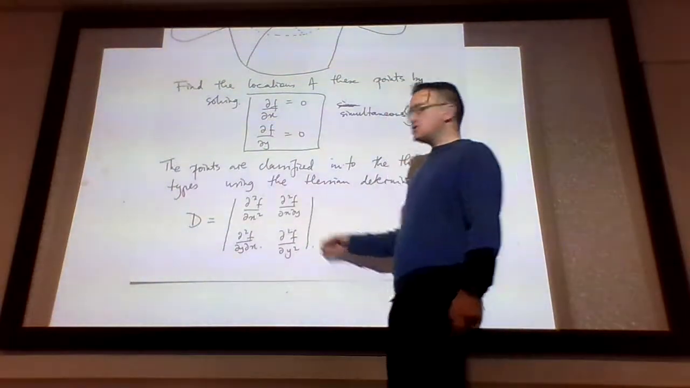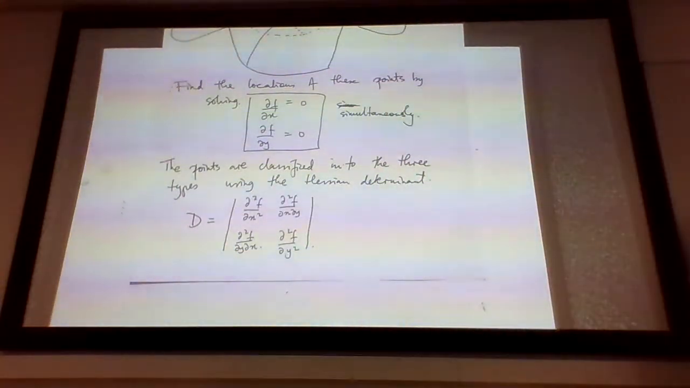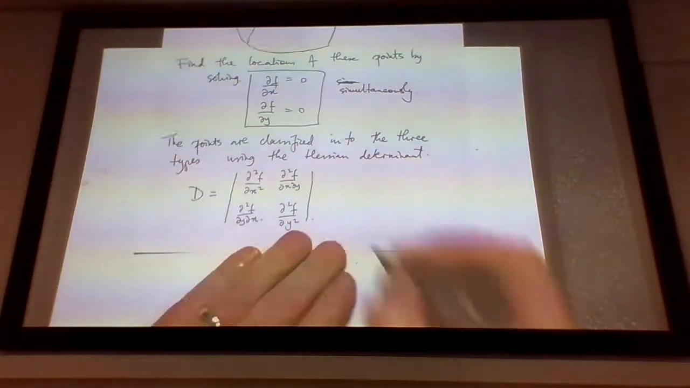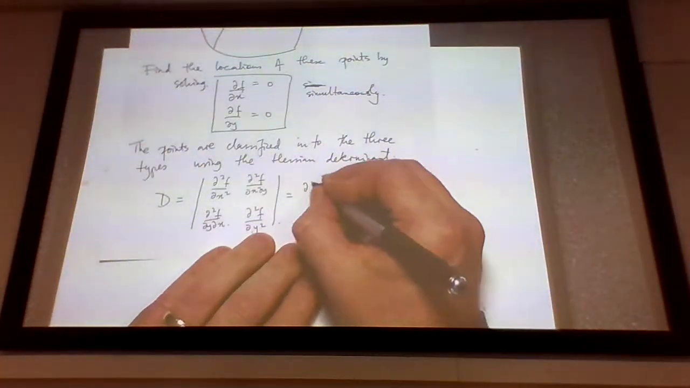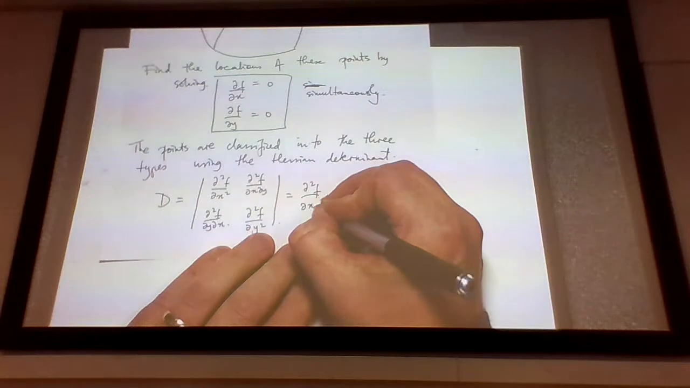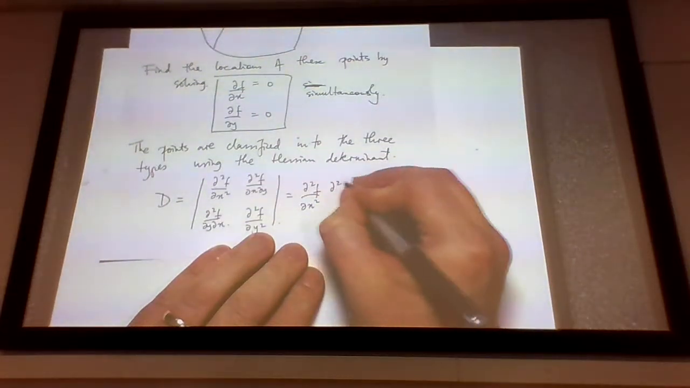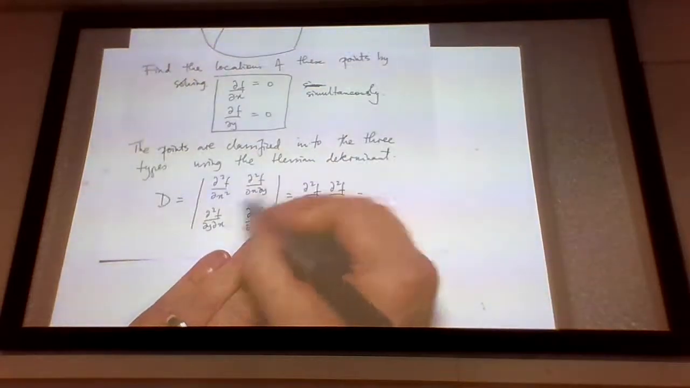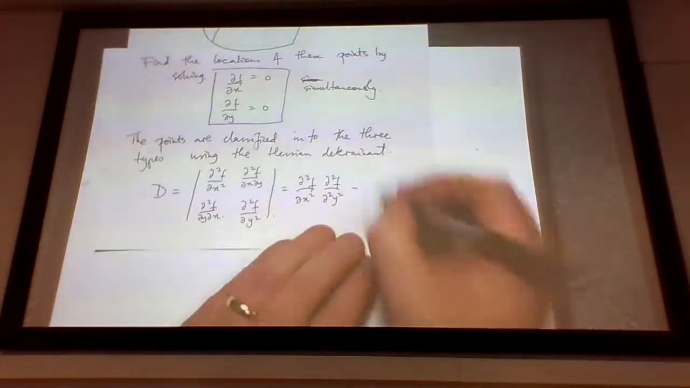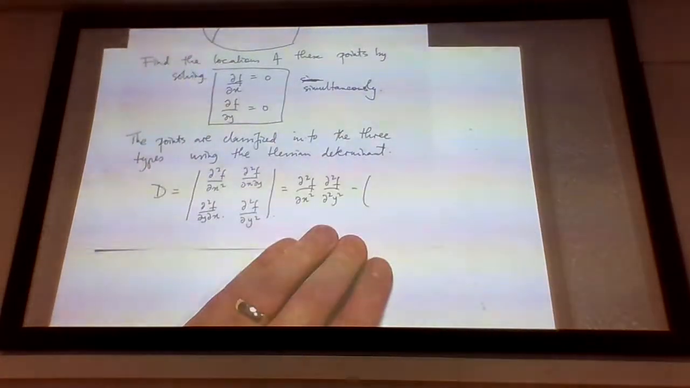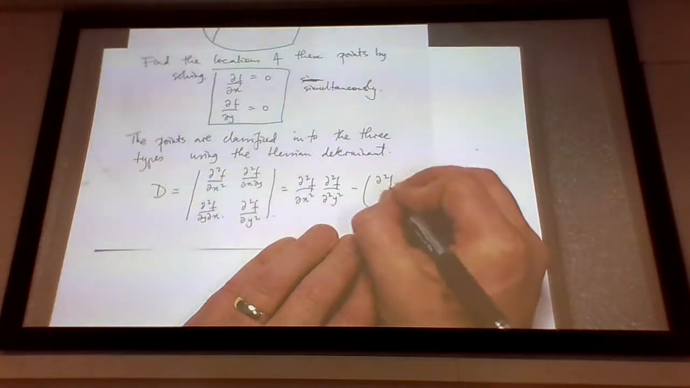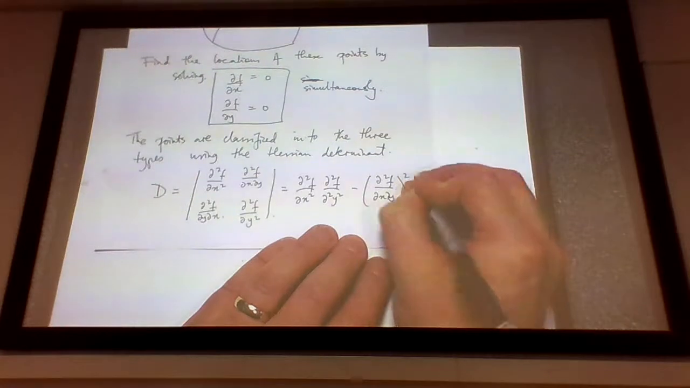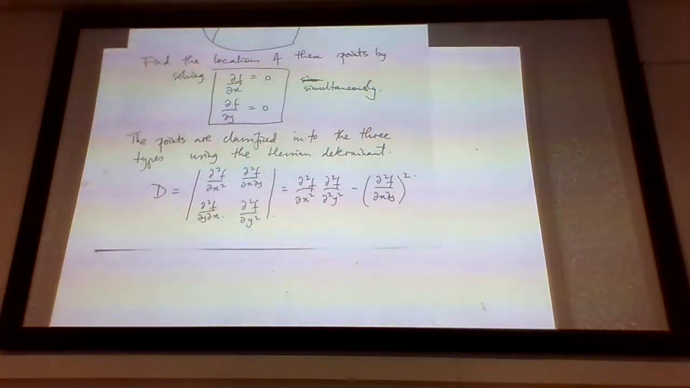So you have the 2 by 2 matrix of second order partial derivatives of the function, and you take its determinant. So it's equal to the product d2f dx squared multiplied by d2f dy squared, minus the product of these two. But again, we know that these two mixed second order partial derivatives are the same for nice functions. So it's minus the square of that.